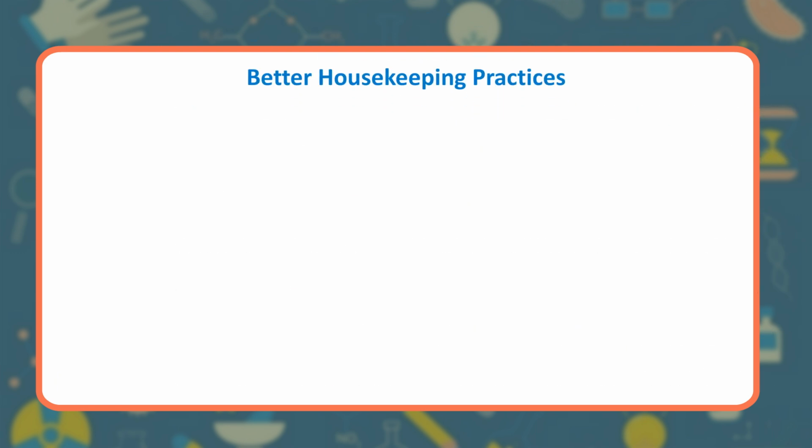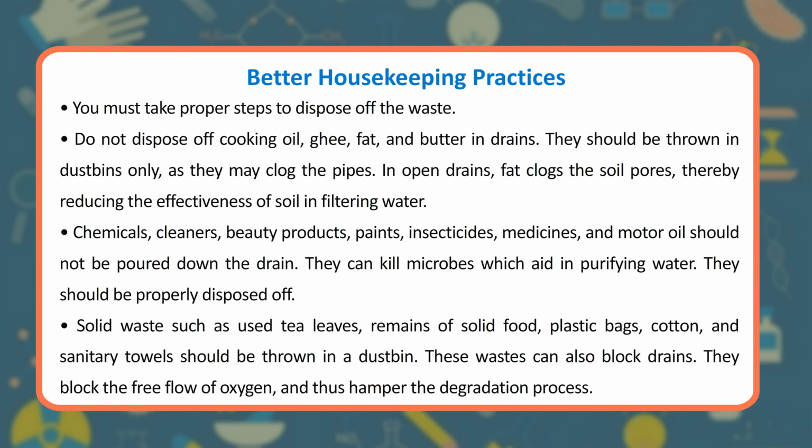Better housekeeping practices. You must take proper steps to dispose of the waste. Do not dispose of cooking oil, ghee, fat, and butter in drains. They should be thrown in dustbins only, as they may clog the pipes. In open drains, fat clogs the soil pores, thereby reducing the effectiveness of soil in filtering water.